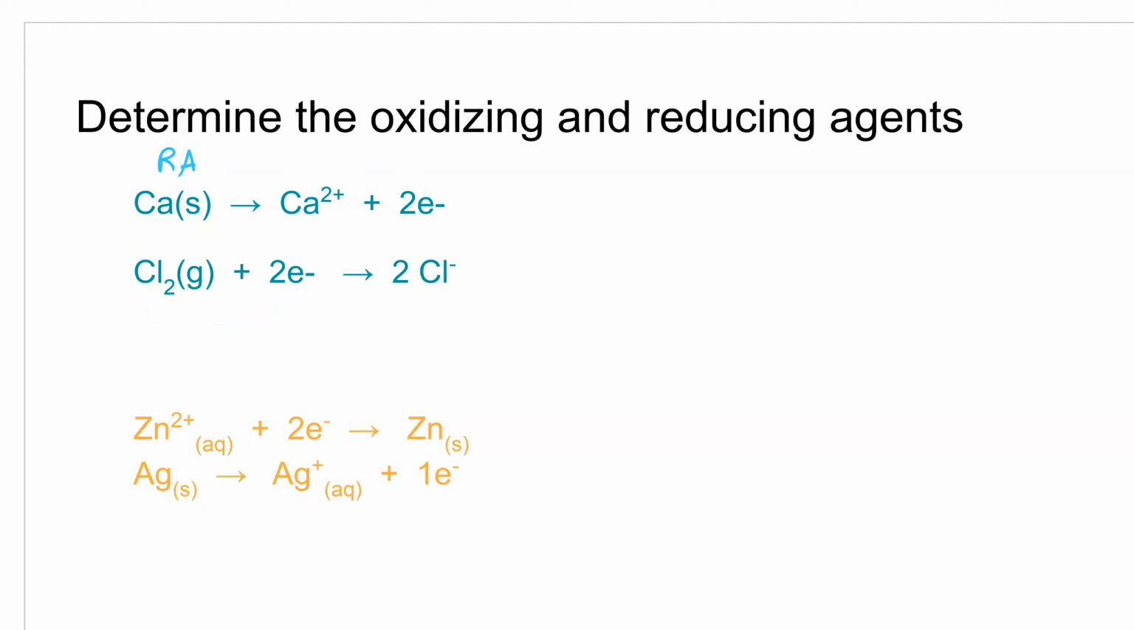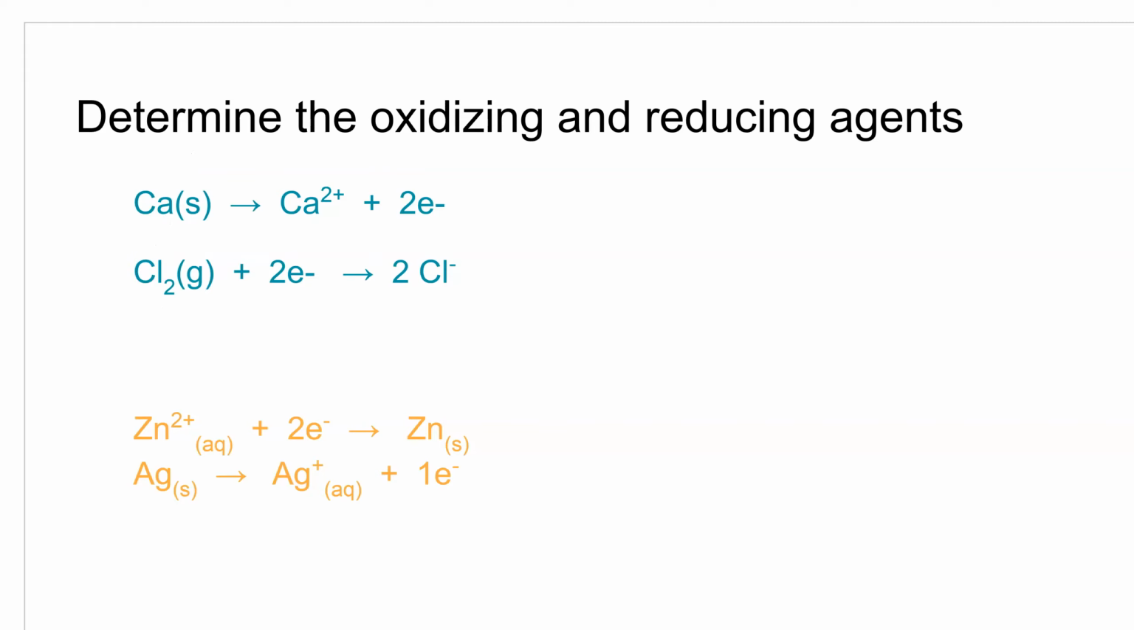Now, what is the chlorine doing to the calcium? Chlorine gas is causing the calcium to go from a 0 charge to a 2+ charge. In order for that to happen, the calcium must be losing electrons and it must be undergoing oxidation. So chlorine is causing calcium to be oxidized, so chlorine must be the oxidizing agent.